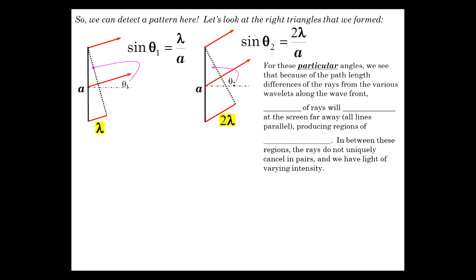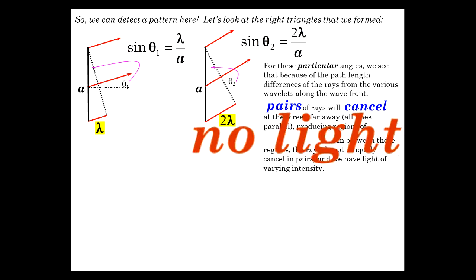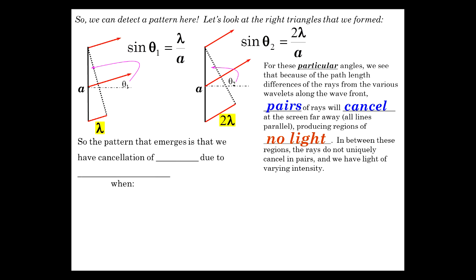At these particular angles, the path length from the rays that occur from those various wavelets along the wavefront, which exists along here, the pairs of rays will cancel. Pairs of rays within that region. And when they all do that at that special angle, then at the screen far away, you have regions where there's no light because it's destructive interference. And in between that and the next one, we get the bright line and a gradient of light intensity as it gradually goes from destructive to constructive interference, etc.